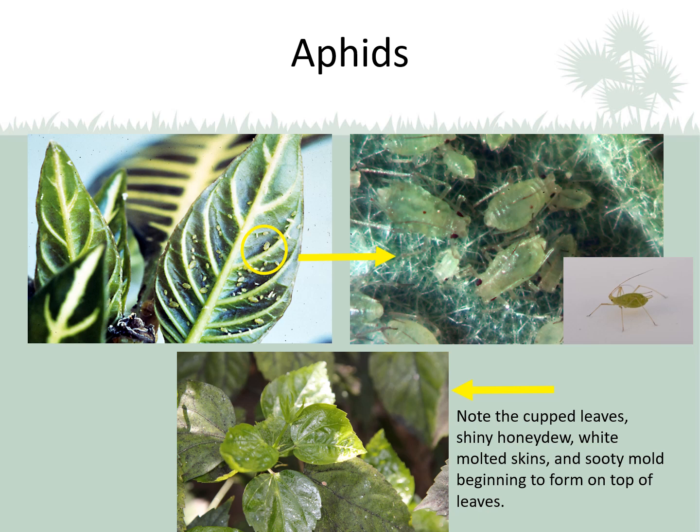During most of the year in Florida, aphids give birth to living young. There's no egg stage. Common aphids found on landscape plants include the crepe myrtle aphid and the oleander aphid. So here we see aphids, a close-up. Note the cupped leaves. Shiny honeydew, white molted skins, and sooty mold beginning to form on the top of the leaves.